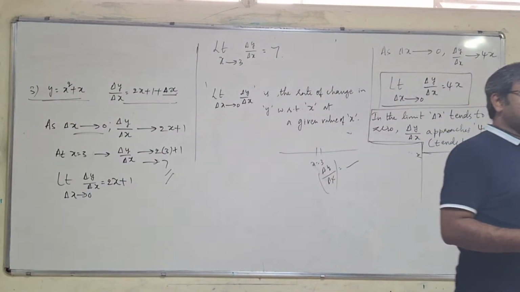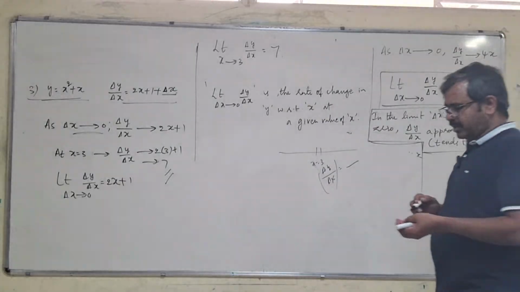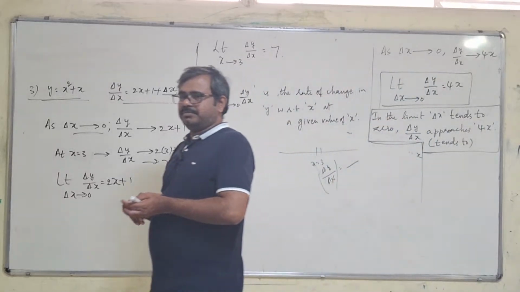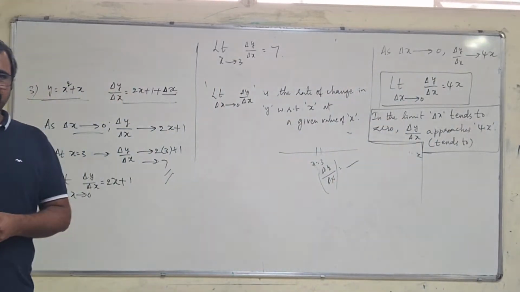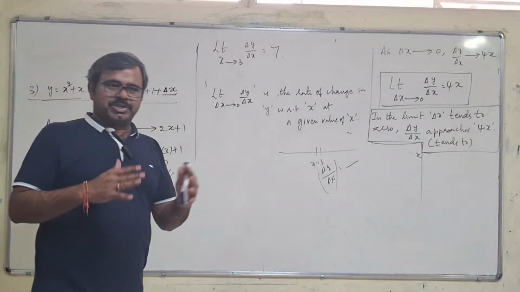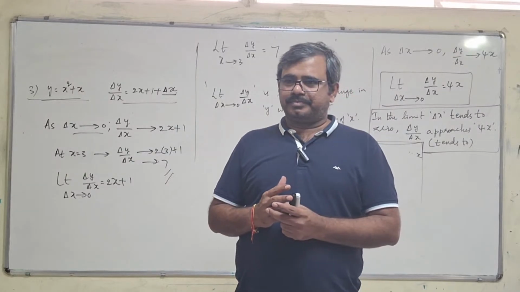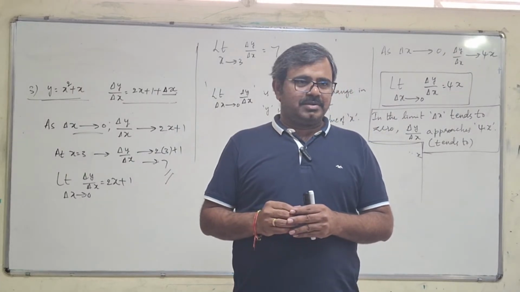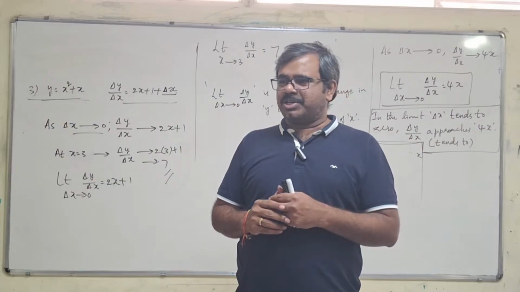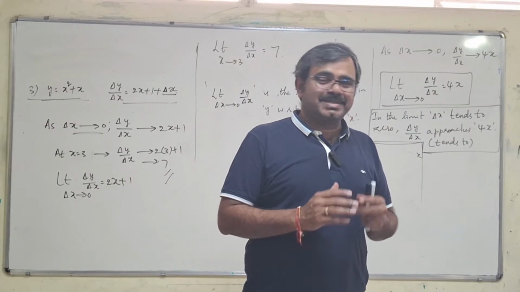We call it instantaneous rate of change in y with respect to x. I'll give you an example. You are going on a bike, let's say. At an instant, when you look at the speedometer, it shows 20 kmph, 20 kilometers per hour. What does that mean?